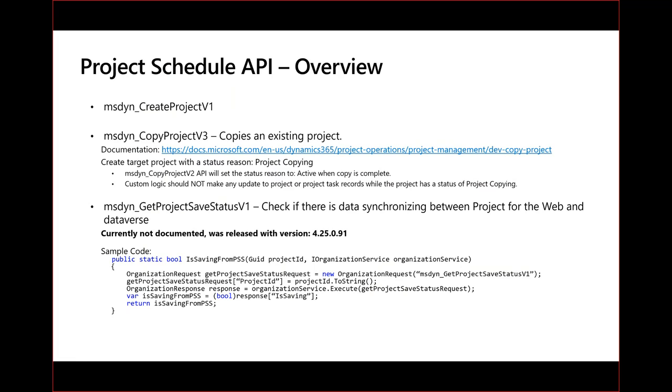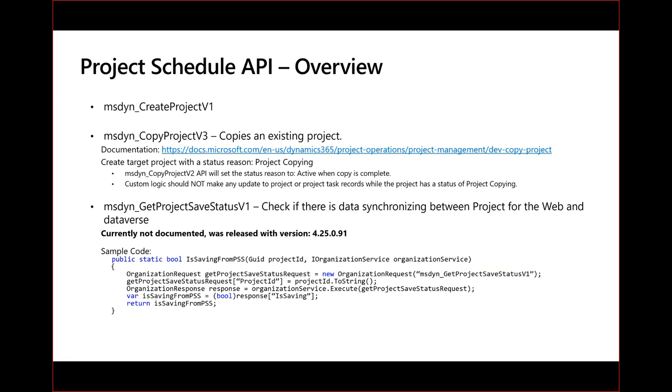Another action that I want to highlight is the CopyProjectV3. Typically this is not used during your data migration, but it can be used later on if you want to have templates, for instance. You could define some projects as template projects, and then use that copy functionality for copying the template project into a new project.